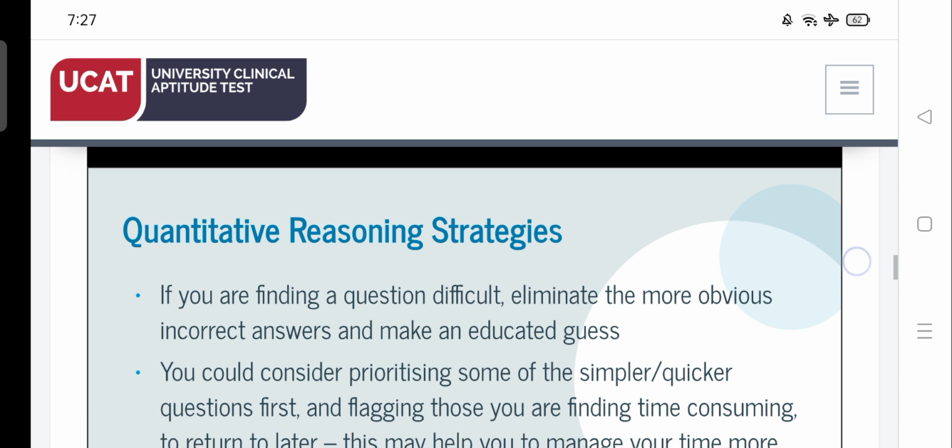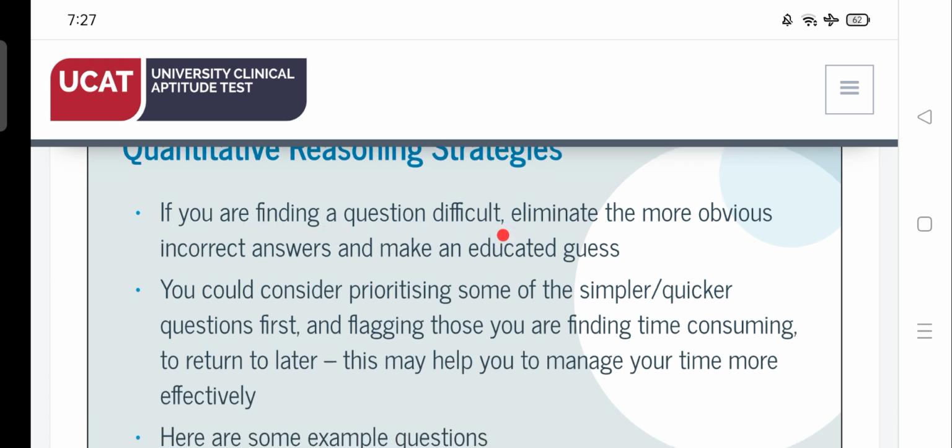Okay, if you are finding a question difficult, eliminate the more obvious incorrect answers and make an educated guess. If you find any question very difficult or complex, and you don't know which answer is the correct one, then first eliminate the ones that you find most incorrect. It will help you to choose the most accurate answer.